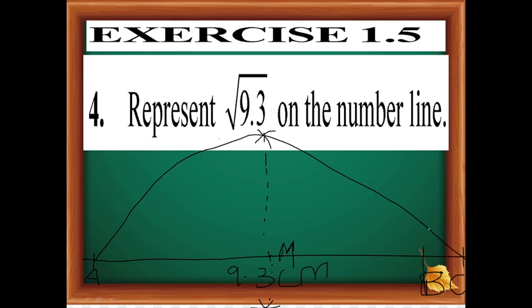After that, make a perpendicular line to the semicircle by taking B as the point, and this is D. Taking BD as radius, cut an arc. That will be our root 9.3. Let me solve this again.